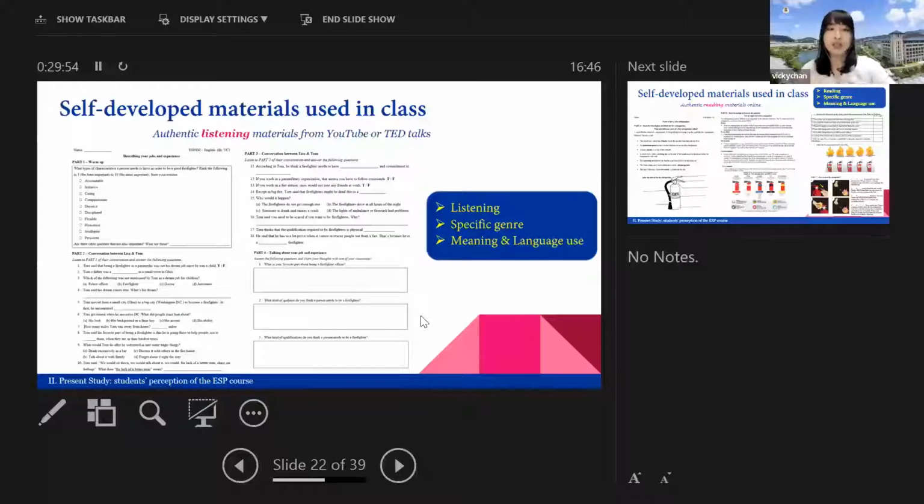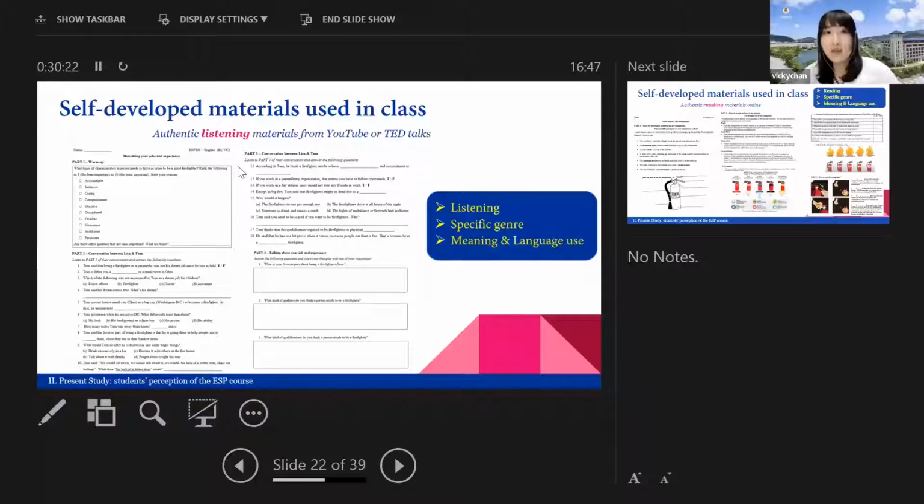And here are just some showcases of the materials I used. As you can see, I developed a lot of my own materials. I didn't go with any available textbook. One reason is that, first of all, this is a very small class, and also I do not really have access to school support, so I decided not to go with a textbook.